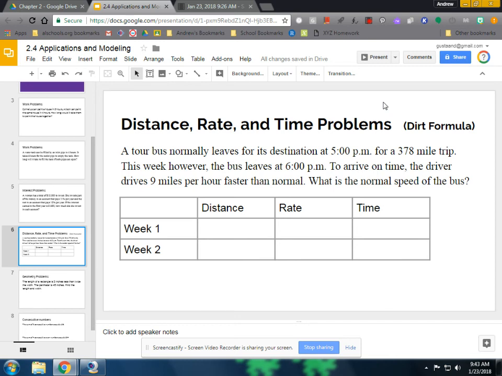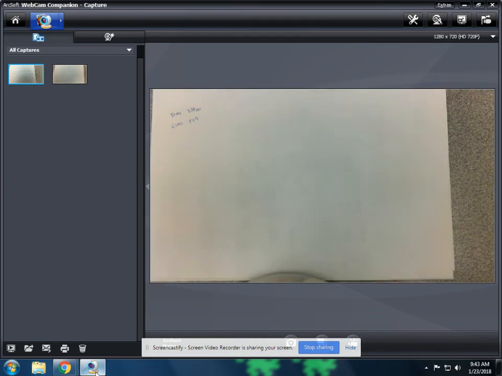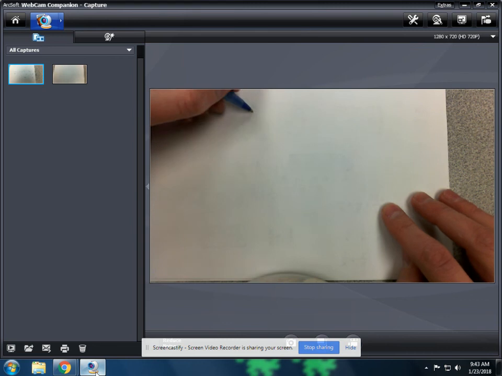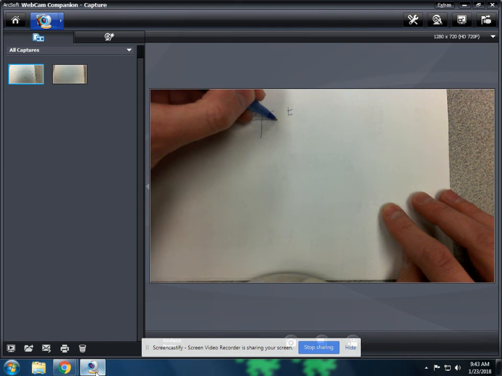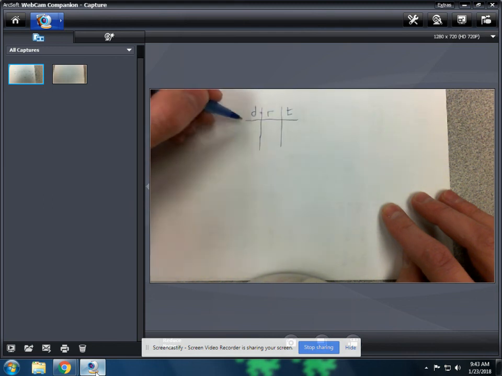And I've got this table here, and I'm gonna come back to this. But distance equals rate times time is the DIRT formula, and we're going to use that to help us quite a bit. So I've got this table. I'm going to copy that table onto my sheet here. I'm just going to use D, R, and T. So distance equals rate times time. I'm going to make a little table. These tables are very helpful in terms of organizing what's going on.